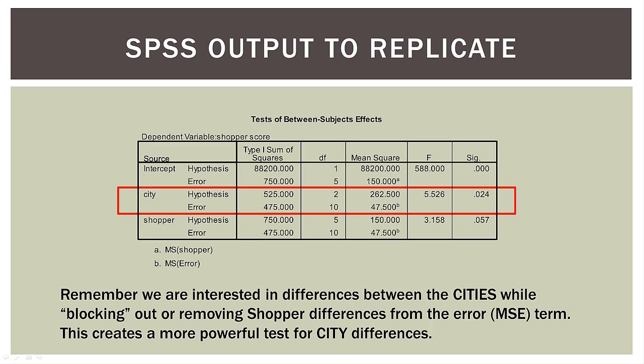We want to find the differences in the cities while blocking out or removing shopper differences from the error term. And again, in part 1, I explained this in great depth, so I'm not going to do it again here. But we're really trying to minimize the error term by assigning some of the error to the blocks or the shoppers. And that'll give us a clearer picture of the city differences.